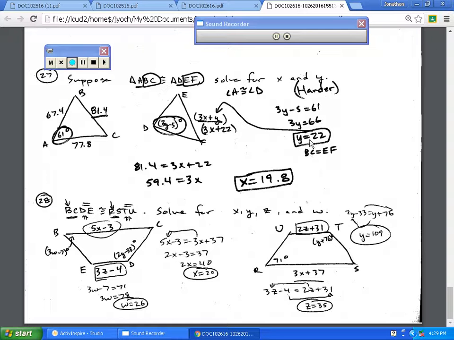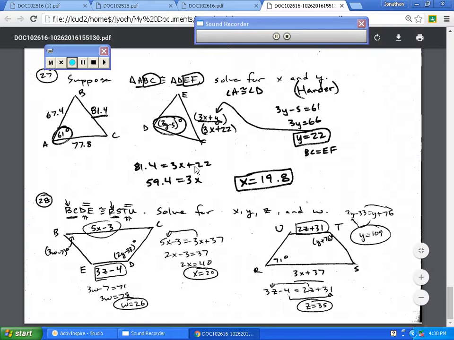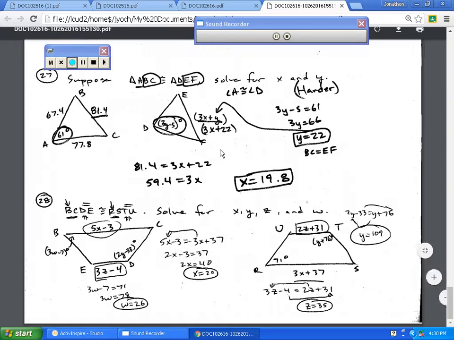You're going to take that 22, plug it in right here. Instead of writing 3x plus y, it's going to be 3x plus 22. EF, the last two, corresponds with the last two here, BC. So EF, set it equal to BC. 3x plus 22 equals 81.4. Subtract 22 from both sides. Divide by 3, 19.8 is x.